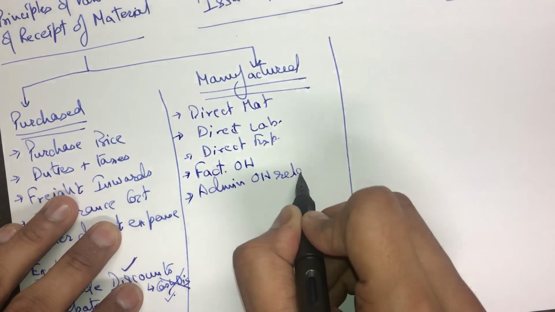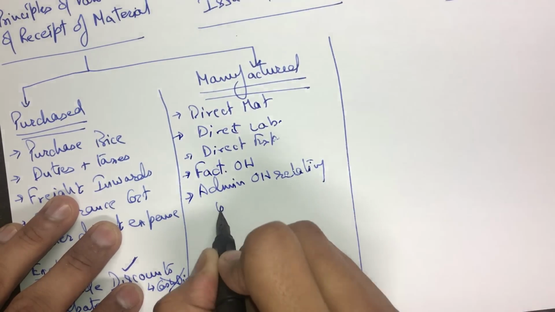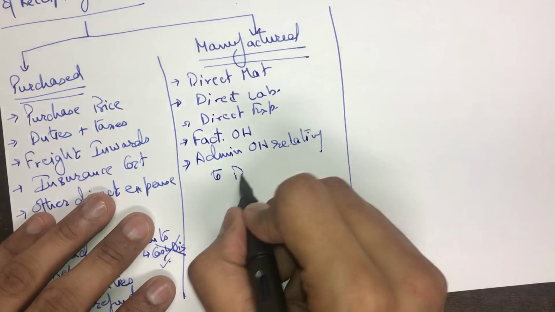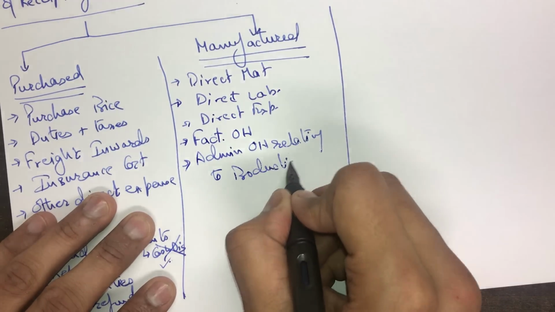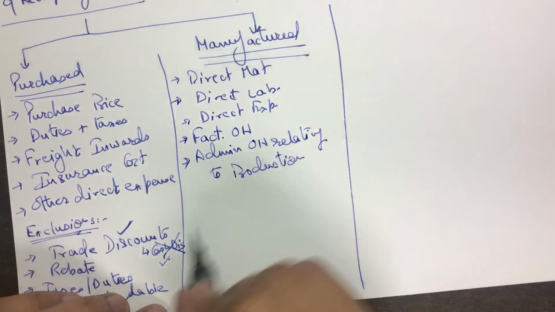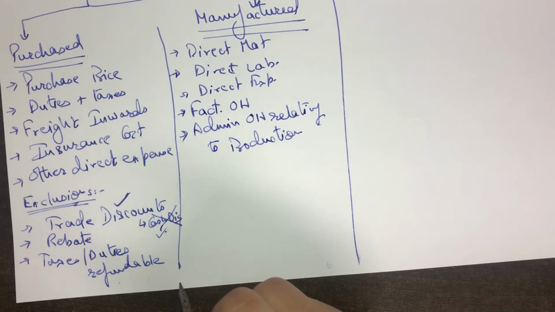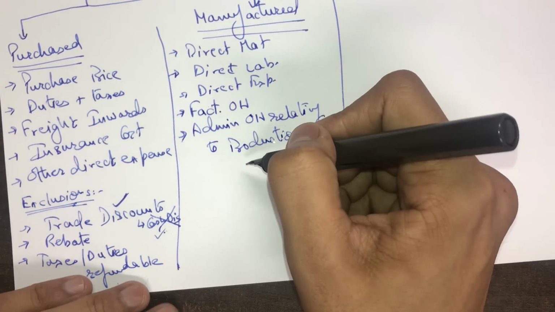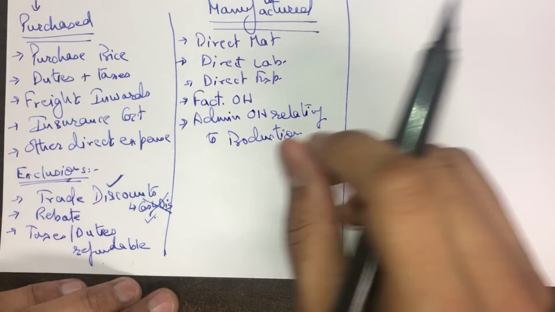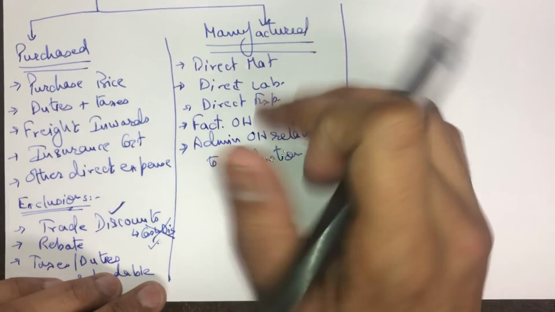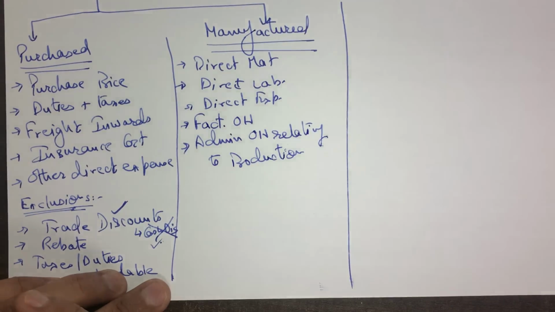admin overheads relating to production. So the overheads which are relating to production are to be included in self-manufactured cost. So these are the items which you have to include while computing the material cost for self-manufactured materials.